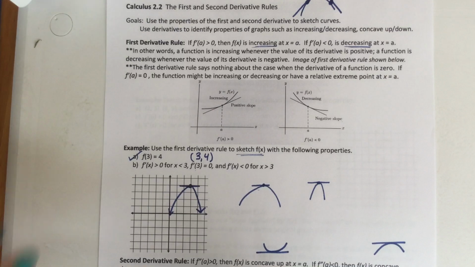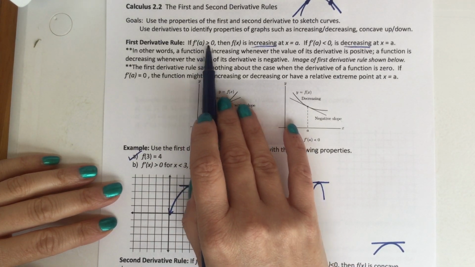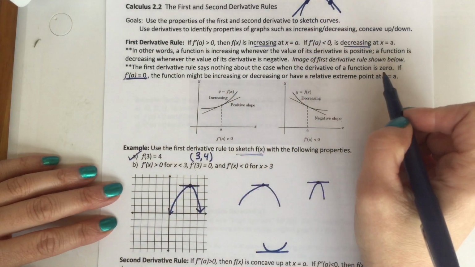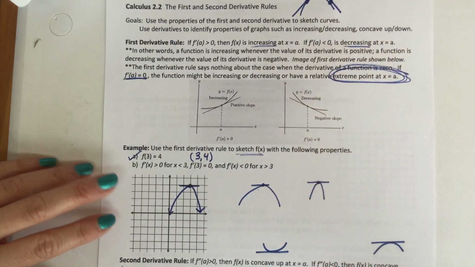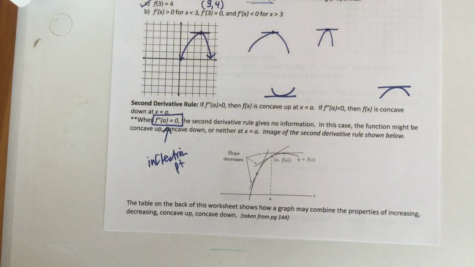Same thing here. When you're looking at your first derivative test, if it's greater than 0, it's increasing. If it's less than 0, it's decreasing. Well, what happens if it's 0? That's where we have extreme points, maximums and minimums. Okay, sorry, I somehow skipped that. All right, let's move on.